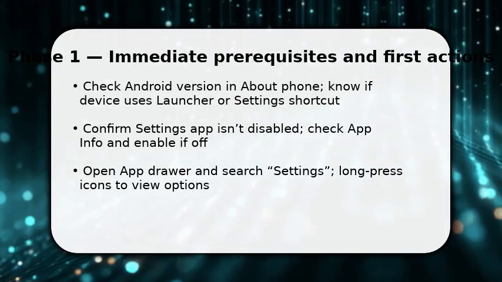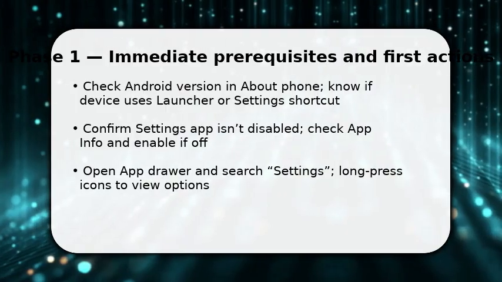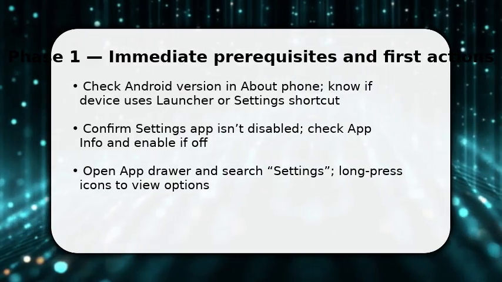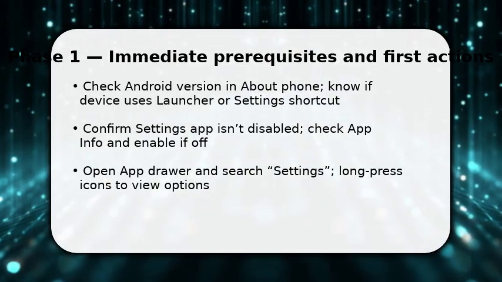Enable it if disabled. If the app is present but hidden, long press the home screen, choose Widgets or Apps, then search Settings. This gets you into the app or exposes its shortcut so you can rebuild the icon.